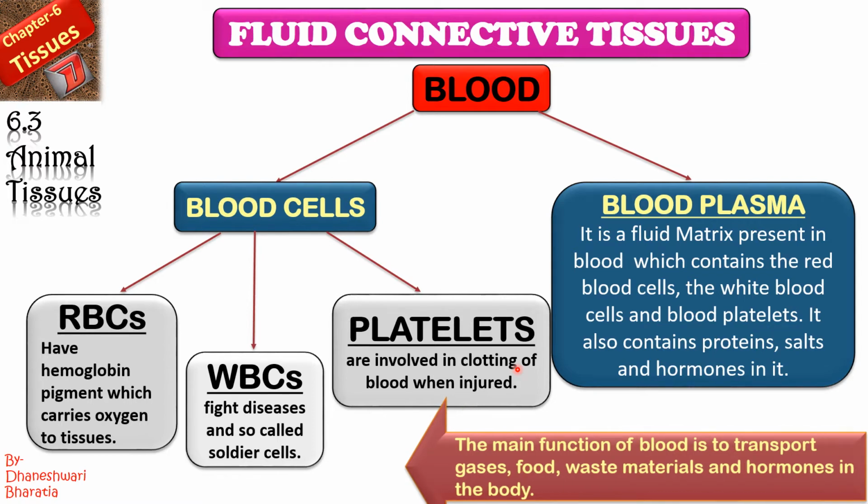The main function of blood is to transport gases, food, waste materials and hormones in the body. We all know about this thing, right? Because it is involved in the circulatory system. It gets circulated throughout the body, right? So it is involved in the transportation of the important materials as well as the waste products. Yes? So you can note down the function of blood too.